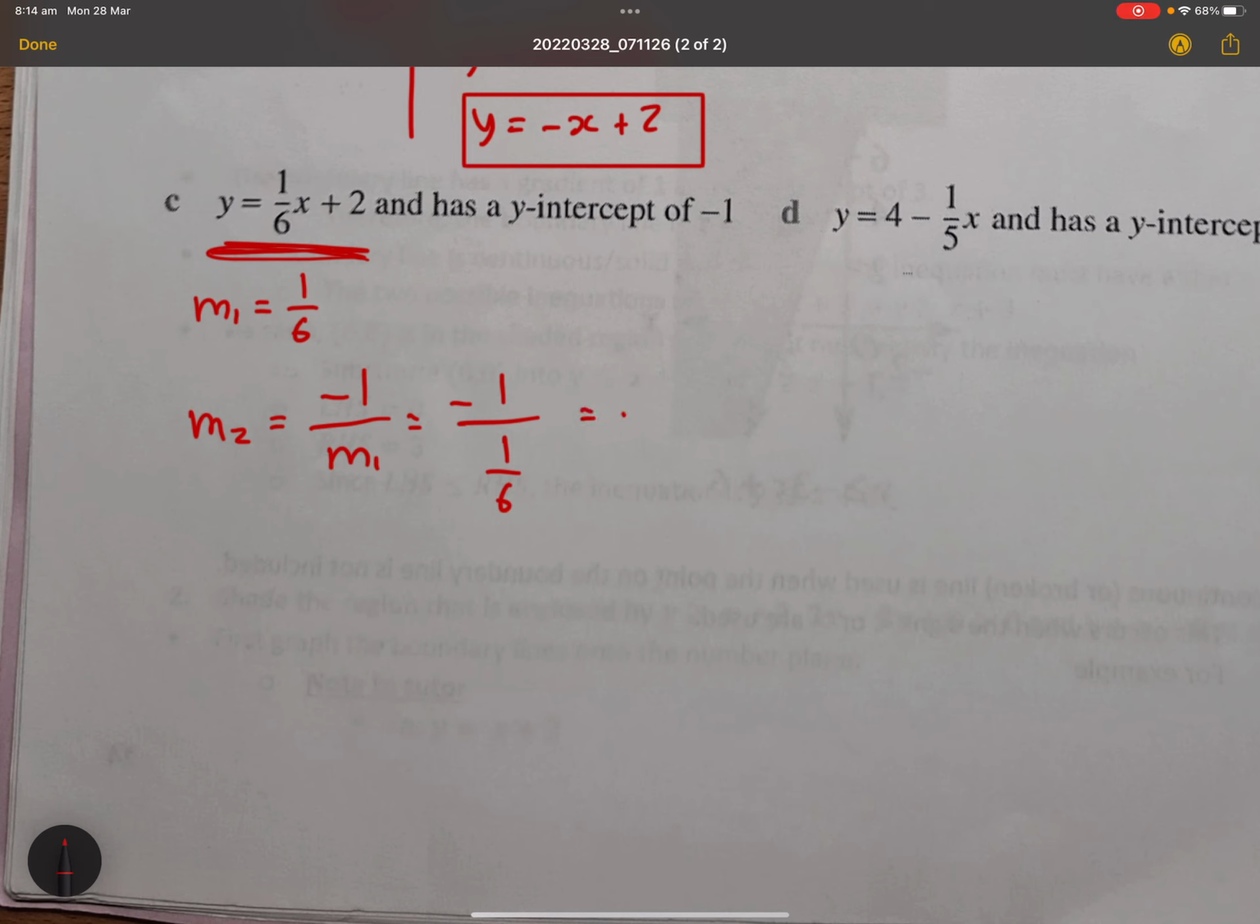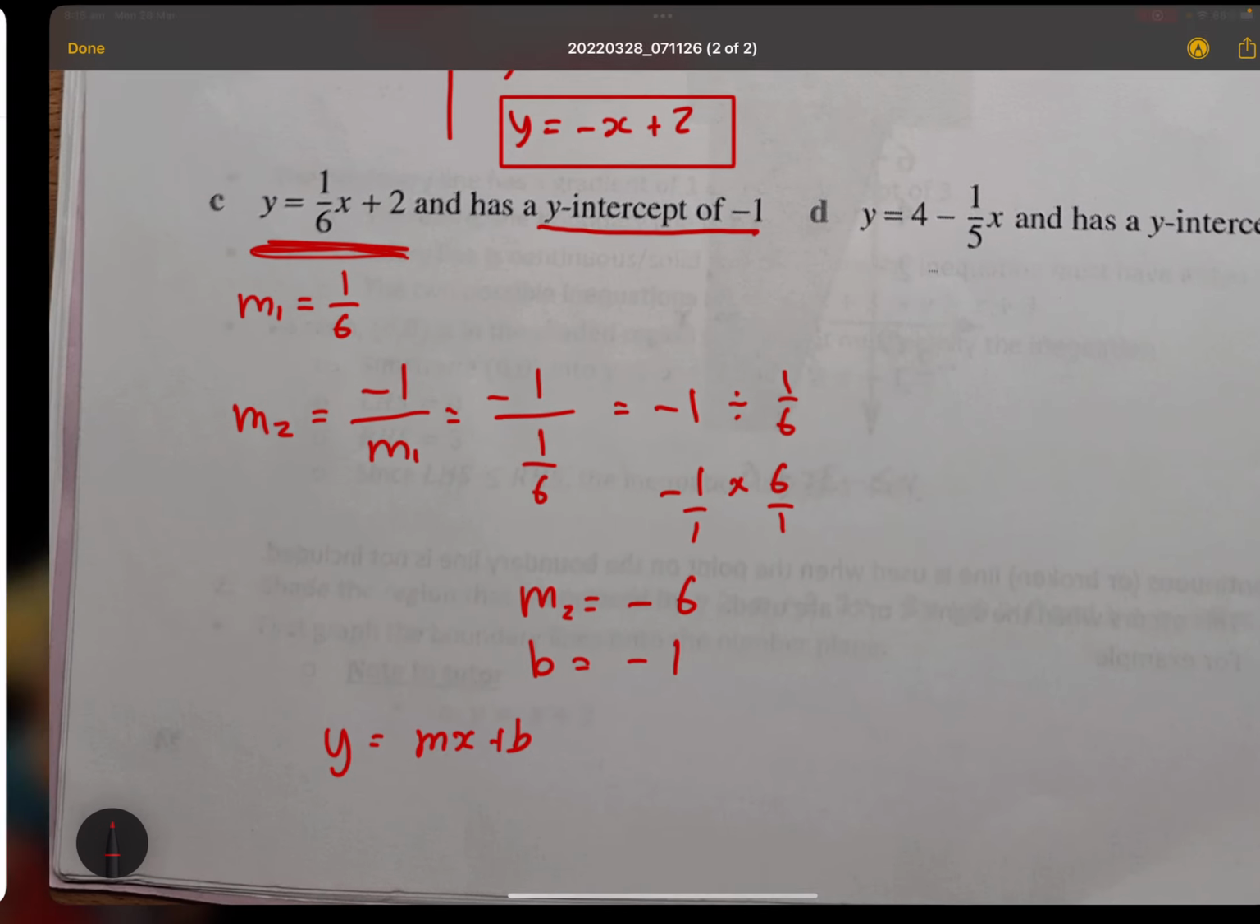Okay, what this means is -1 divided by 1 over 6. When you divide by 1 over 6, it means you multiply by 6 over 1. And that will give you -6. So the gradient of our new line has to be -6. Now, what's the y-intercept? They give us the y-intercept here. The y-intercept of -1. So that means your b is going to equal -1. So y equals mx plus b. m is equal to -6.